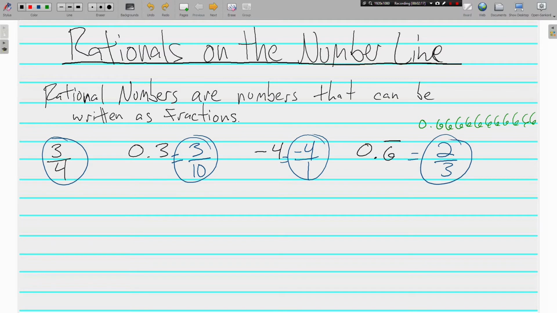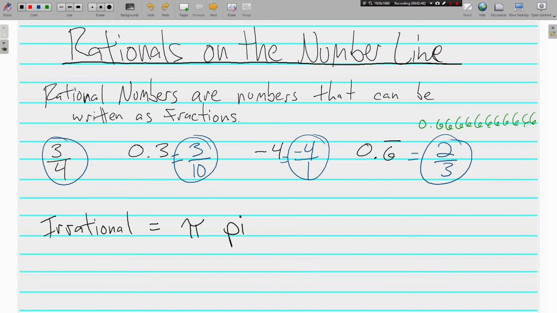Now, if something is not rational, it's called an irrational number. IR means not. Irrational numbers cannot be written as fractions. The most popular irrational number is this one right here. A lot of you will recognize this as the symbol for pi.